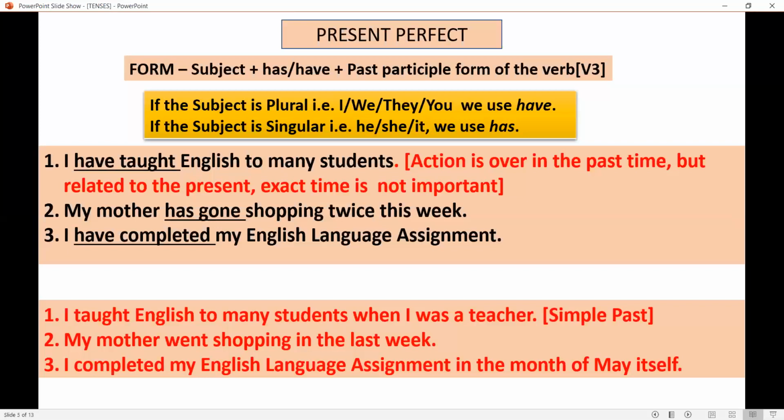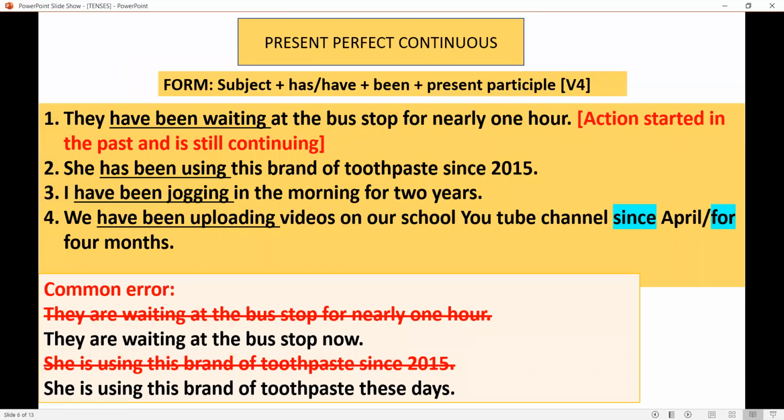I completed my English language assignment in the month of May itself. So again, the time is referred, mentioned. In present perfect tense, you don't have to mention the specific time. I hope I'm clear about present perfect tense. Let's move to present perfect continuous tense.